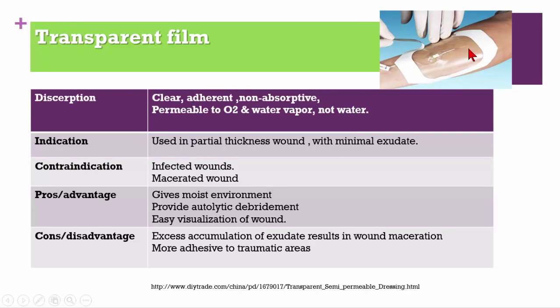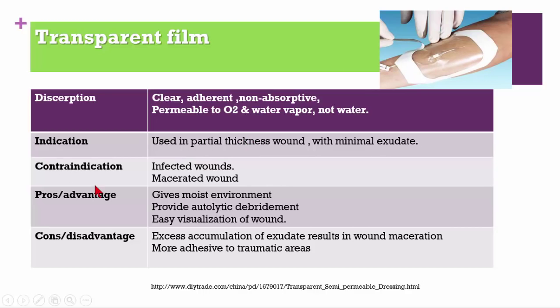Let's see the transparent film dressing description. It is very clear, adherent and non-absorptive. It is permeable to oxygen and water vapor but not to water. Let's see the indication. Used for partial thickness wounds with minimal exudate. Contraindicated for infected and macerated wounds. As we have seen, a macerated wound becomes moist with softening of the skin and white color. If we apply this, it will be very bad for that patient because it will peel off all the white skin and sometimes it will tear the peri-wound area also. Same thing for infected wounds, we cannot apply this.